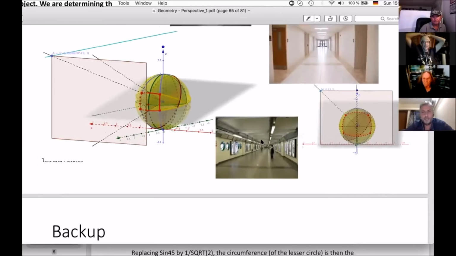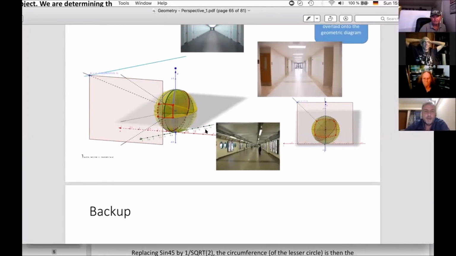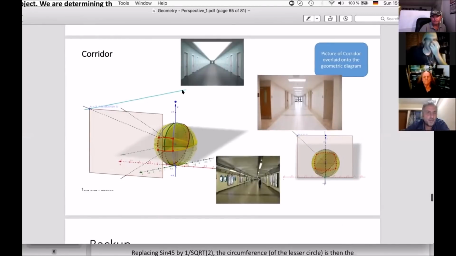Yeah, great. Wow. And I actually did a whole modeling of how a corridor looks, so that I can move the corridor wall backwards and forwards and show what's actually happening on the eye.